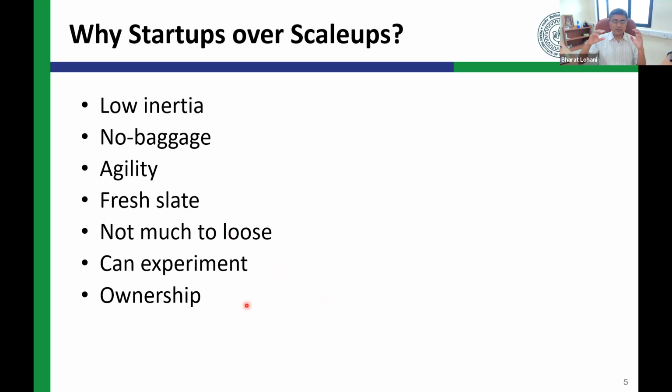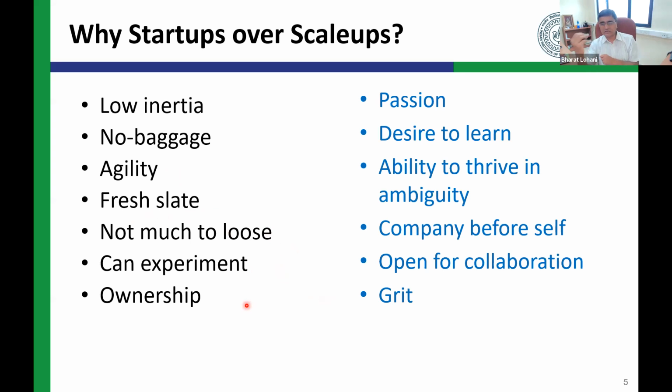In a big company, the ownership will be taken by few people, but in a startup, there are few people, and all these people are related with the startup, so they feel associated, they take ownership, and that is the reason for the success. Then yes, because in a startup, you have few people working in a new idea, and so you're working highly, passionately, and you have a desire to learn, and even in the case of the ambiguity, still you have that ability to thrive. Okay, and mostly in the startup, because you are associated, as I said, you feel ownership of the thing, so you put the company before self.